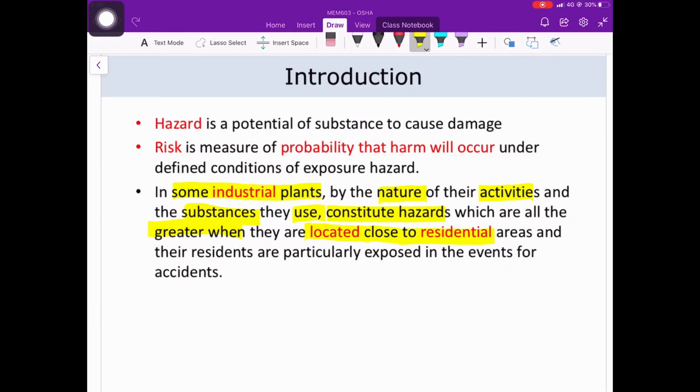For some industrial plants, the nature of their activities, the substances that they use, or even the waste rejected by them may constitute hazards, and the effect will be greater if these plants are located close to the residential area, which exposes these hazards to the residents.